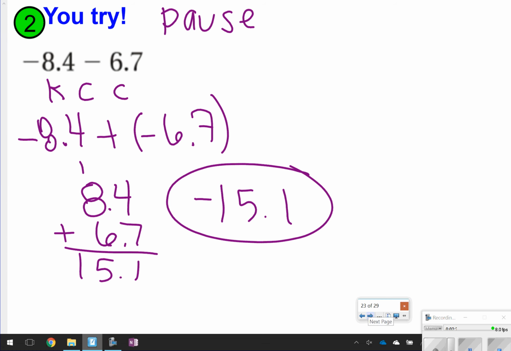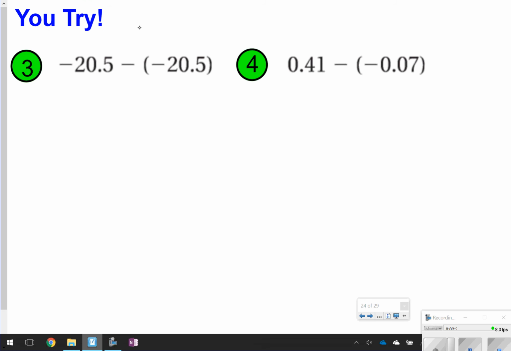How'd you do? 3 and 4, again, go ahead and take time to pause. Try it. Once you're done, click play.